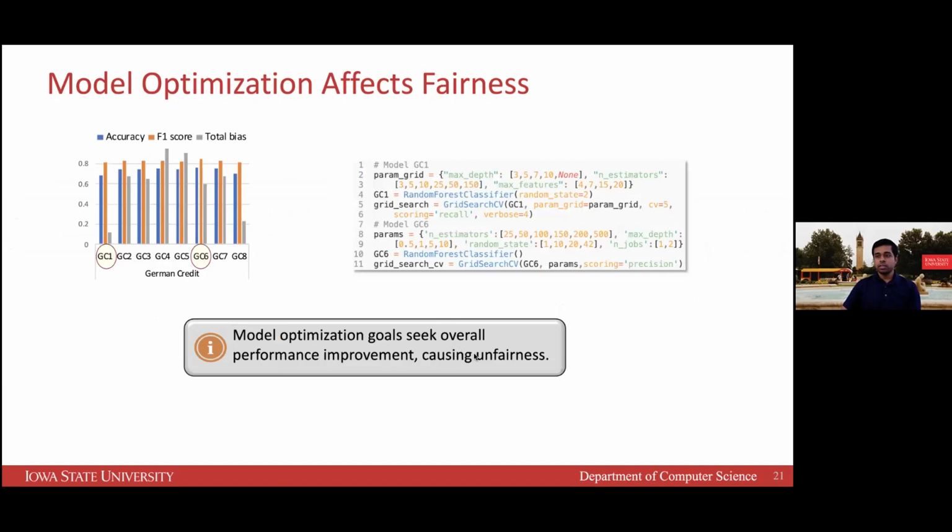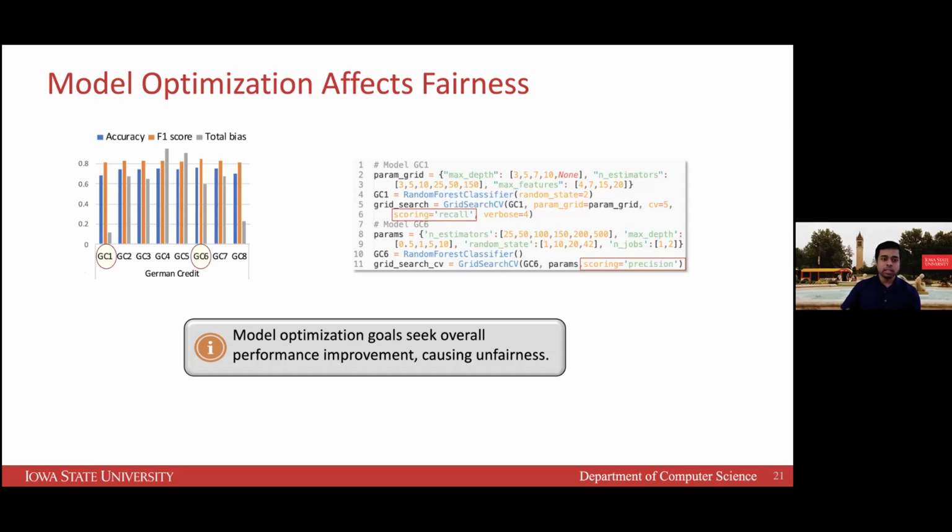We have also found instances where developers try to optimize a model towards performance, which directly affects fairness. Here you can see GC1 and GC6, both are random forest models, and they are optimized through a similar grid search. But they are very different in their fairness. These gray bars are the fairness. You can see GC1 is much fairer than GC6. We identified the reason in these two models' constructs: GC1 is optimized for recall, whereas GC6 uses precision. As a result, GC1 has more false positives than false negatives, and that is why it is fairer with respect to many metrics.